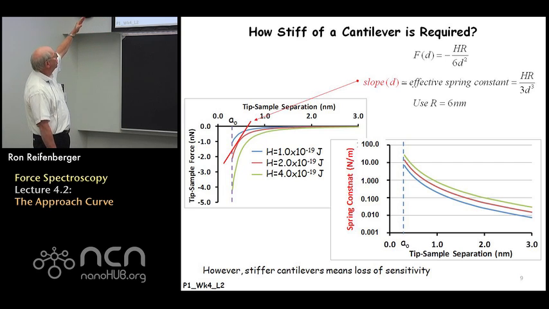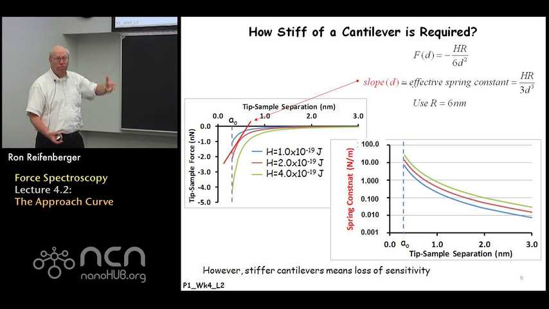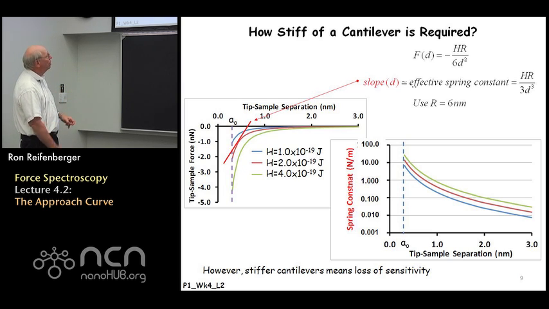The slope of the interaction potential, or in this case, the slope of the interaction force, is very easy to calculate. You have to assume a radius of the tip. In this case, I just picked a 6 nanometer tip, just to pick a number. And so what you can do is run out a plot, shown in the bottom right of this slide, which shows the spring constant K that you would need in order to prevent jump to contact for any tip sample separation for the different values of the Hamaker constant that I selected.